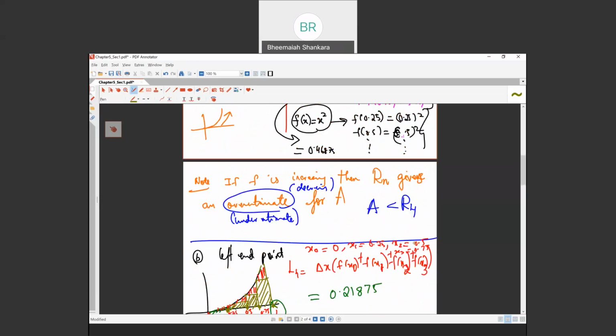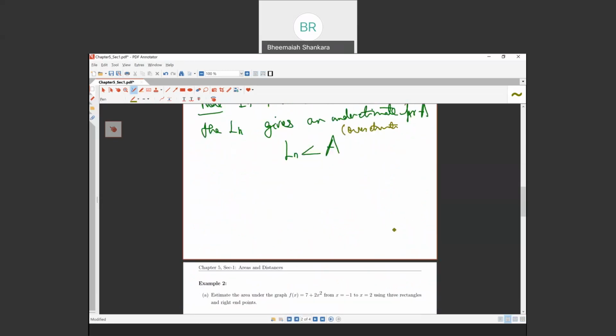So suppose we make a table and try to analyze how these values go? N, L sub n, R sub n. Suppose we have the first value, say for 10 rectangles, L sub n is 0.2850, R sub n is 0.3850. You're seeing an underestimate for this and an overestimate for this value. Similarly, for 20 rectangles, suppose the calculation shows 0.30875 and 0.35875.